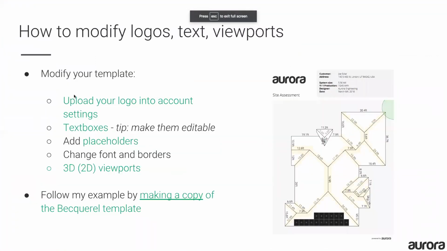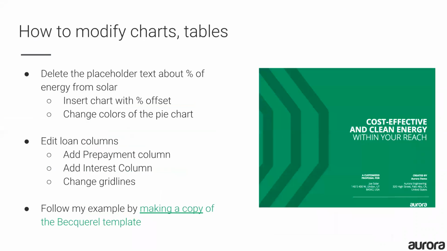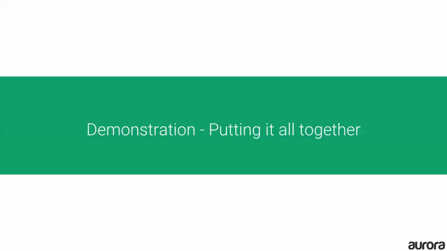So we went through how to modify your template. We uploaded our logo, updated our text boxes, added placeholders, added our 2D and 3D viewports. We went through how to modify our charts and tables, adding placeholders, making sure that the placeholders are tied to the correct finance types. We added our loan columns, made sure that those were tied to the correct finance option. Now let's bring it all together in one of our projects.